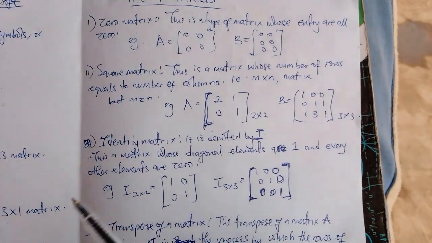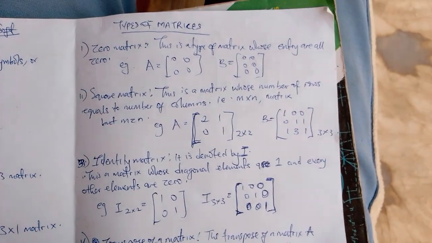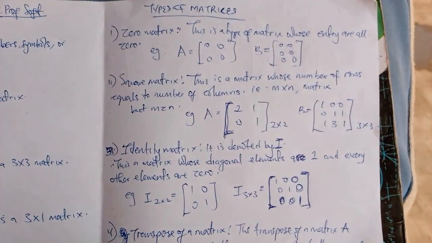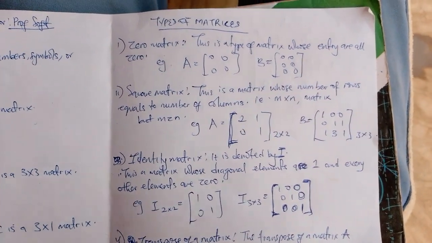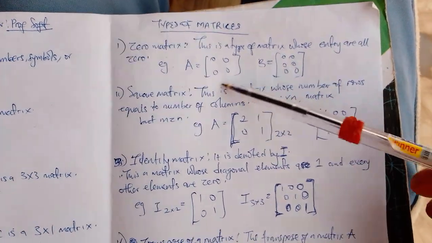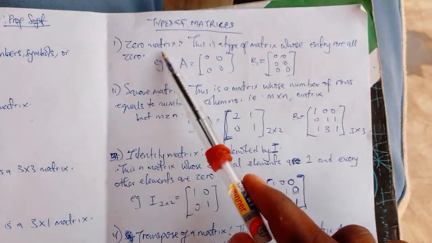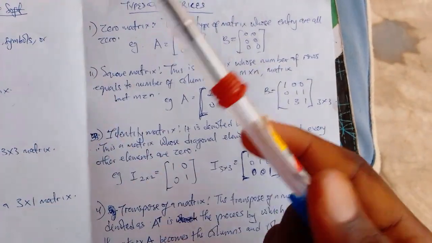So I just list some that I feel are important and are also necessary for your understanding. Are we together? All right. So you have types of matrices. You have number one here. You have zero matrices. It can also be called null matrices.